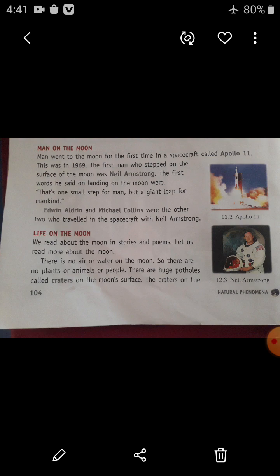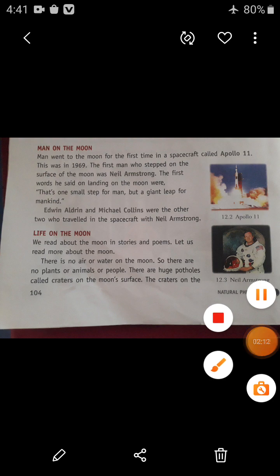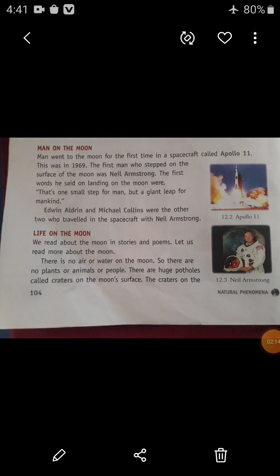Students, human beings had always dreamed of going to the moon, and this dream came true in 1969 when three astronauts flew to the moon in a rocket. The names of these three astronauts were Neil Armstrong, Edwin Aldrin, and Michael Collins. Neil Armstrong was the first man to step on the moon.